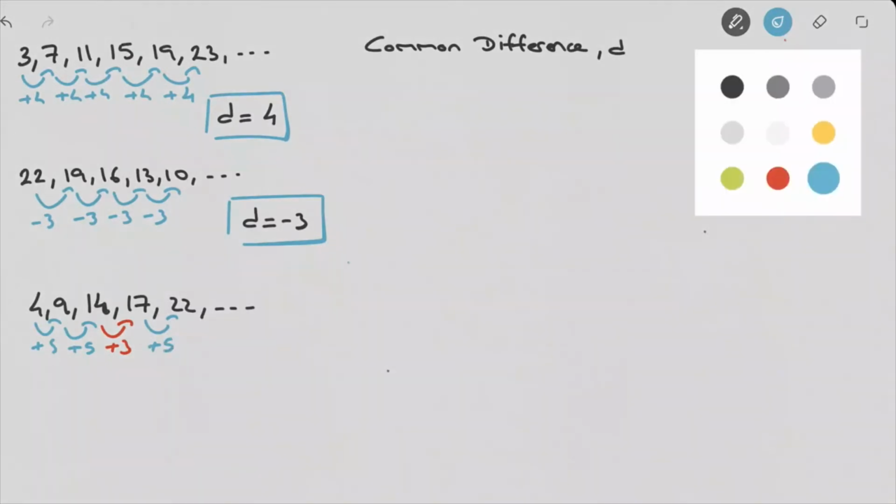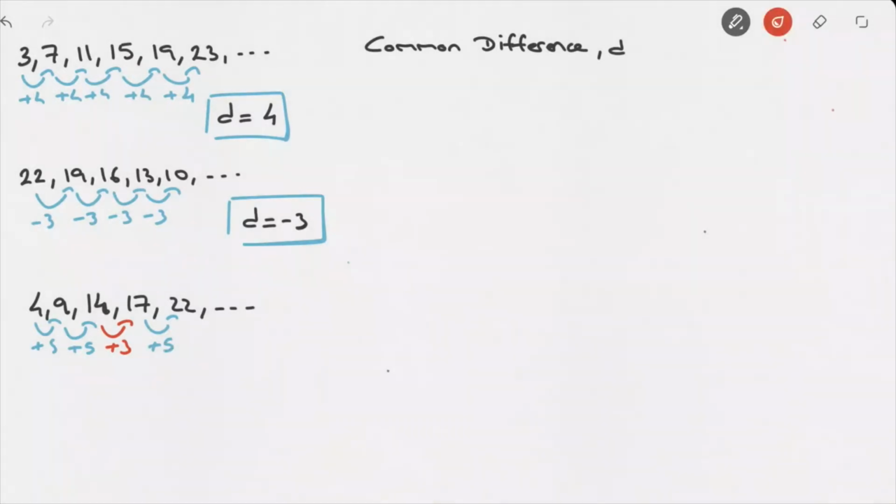Now, it's important to note this. Because we're adding 3 to get from the third to the fourth term, this sequence is not arithmetic. Remember, a sequence is arithmetic if we are always adding the same amount to get from one term to the next. So in this particular case, this is not arithmetic, and it does not have a common difference. So I'll just write no common difference.